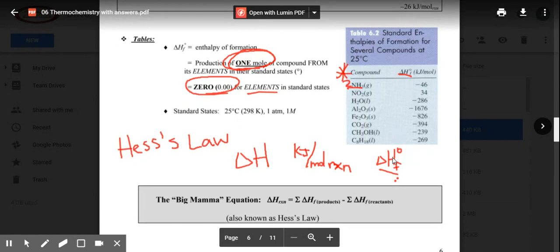When we find these delta H of formations, you see the little not symbol right there. We learned that in electrochemistry. That means that we have standard conditions, which is 25 degrees Celsius, 1 atm, and 1 molar.